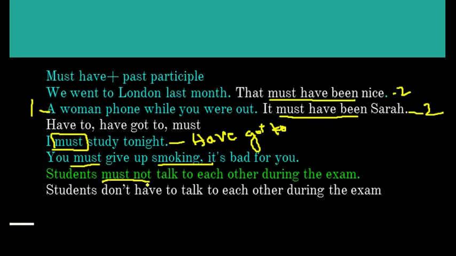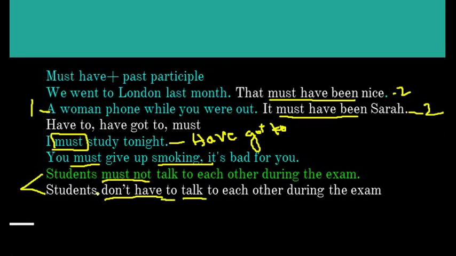As I mentioned before, don't have to is absence of obligation. In this sentence, I have rephrased the previous sentence. This sentence is similar to the previous one, but both sentences have different meanings. The students don't have to talk to each other during the exam. Don't have to. In this sentence, the students don't have to talk, or they are not required to do that. But the first sentence shows obligation, prohibition, and the students must follow the rule that they are not allowed to talk during the exam. So both sentences have different meanings.